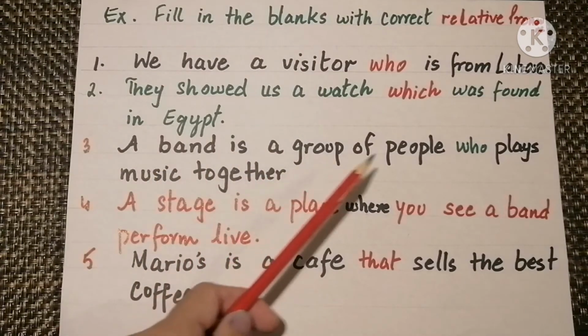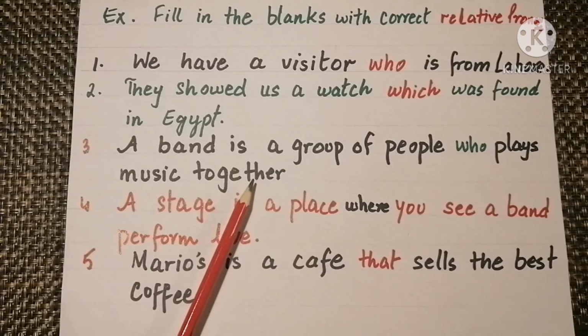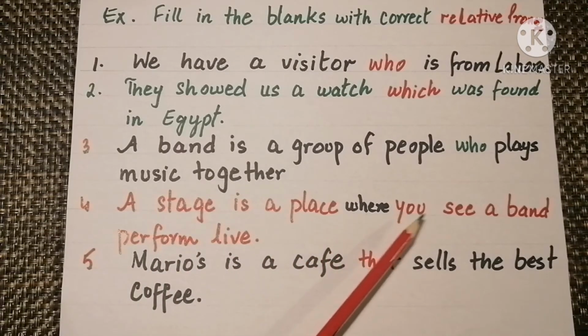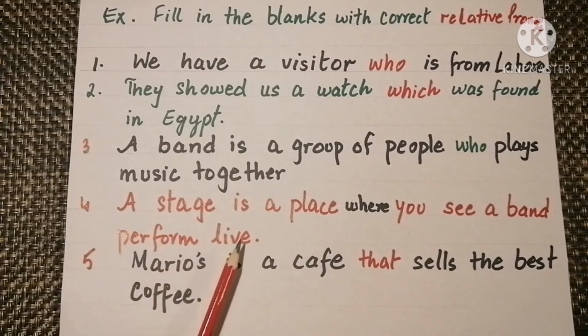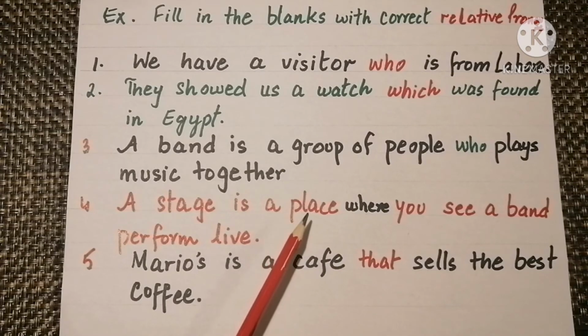A band is a group of people who play music together. A stage is a place where you see a band perform live. We are using where because we are talking about a place. Mario's is a cafe that sells the best coffee.